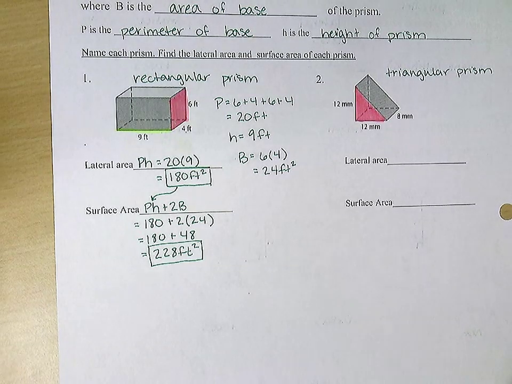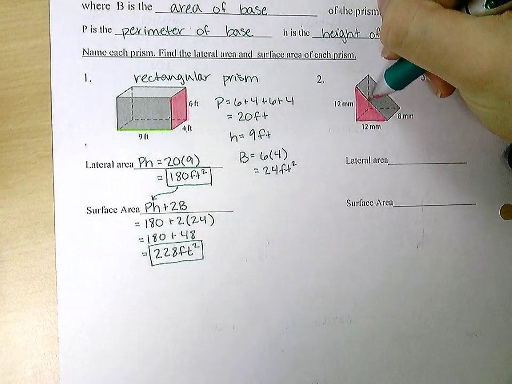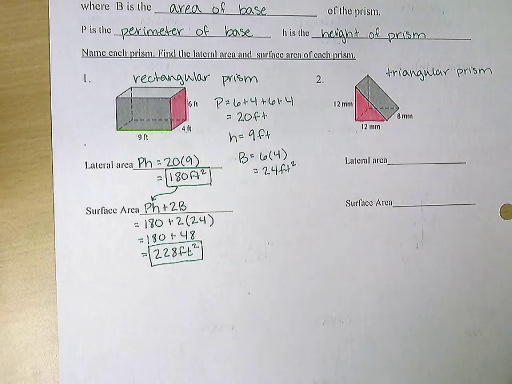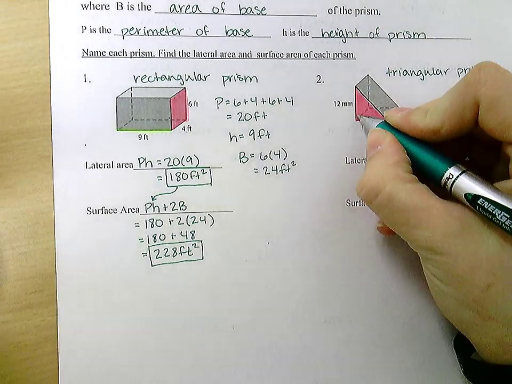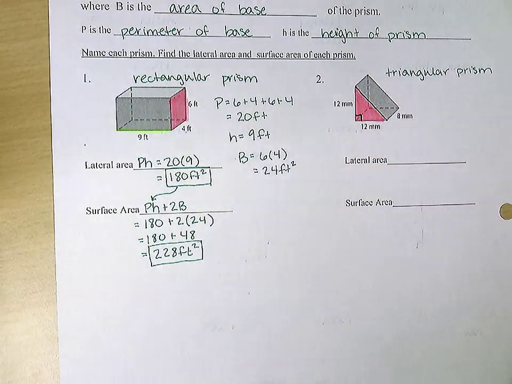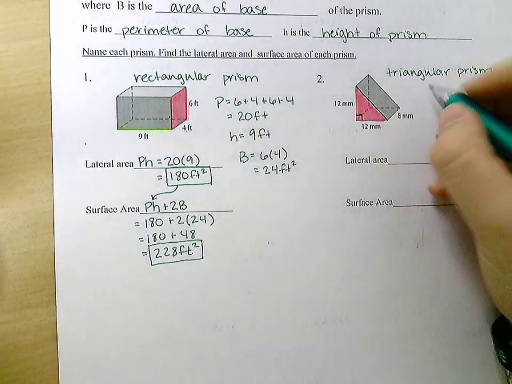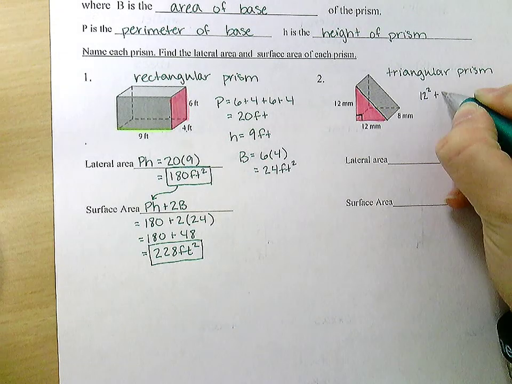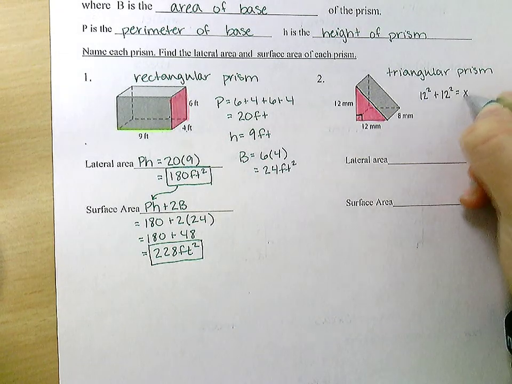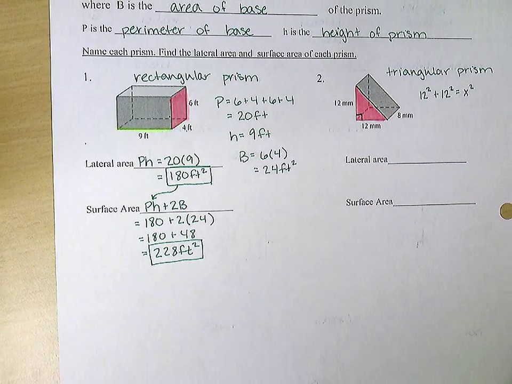And again, I want to find P, H, and B. To find P, I need the perimeter of the base, and I'm missing this side right here. Okay, this is a right triangle. How can I find that missing side? Pythagorean theorem. So I'm going to take 12 squared plus 12 squared is equal to x squared, or c squared, doesn't matter.